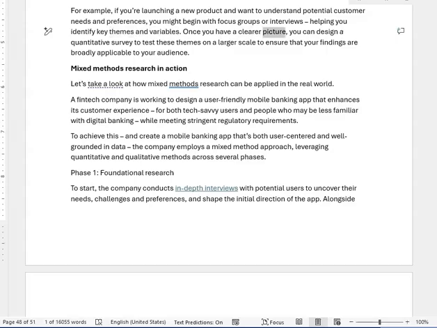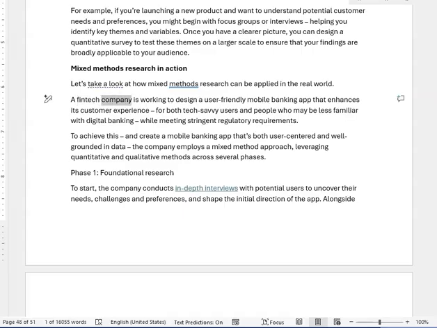Once you have a clearer picture, you can design a quantitative survey to test these themes on a larger scale to ensure that your findings are broadly applicable to your audience. Mixed methods research in action. Let's take a look at how mixed methods research can be applied in the real world.